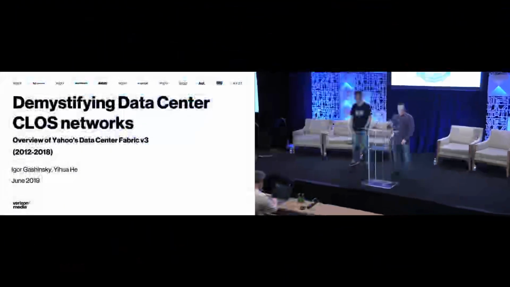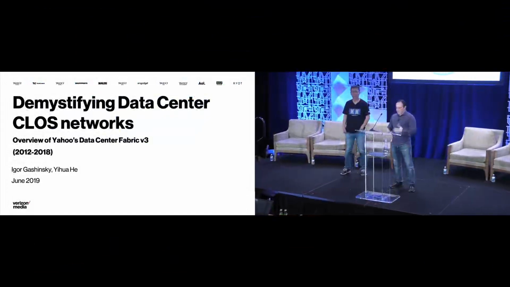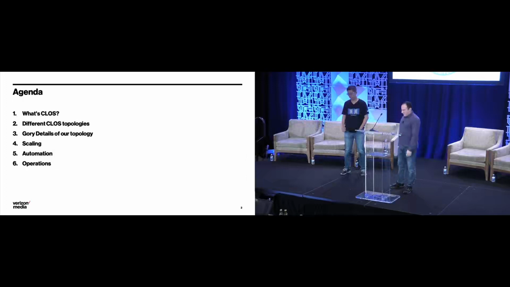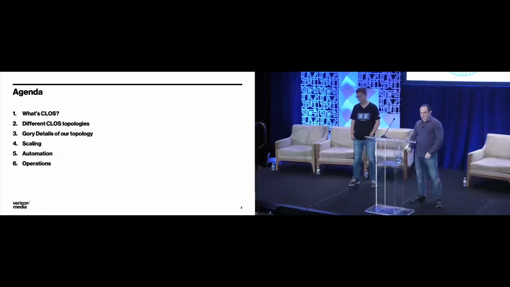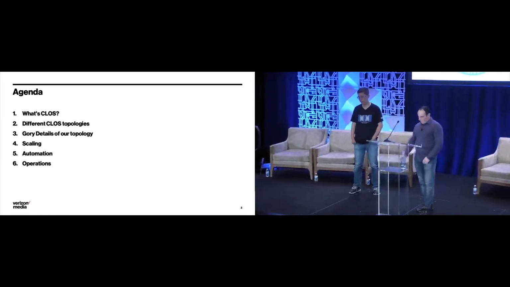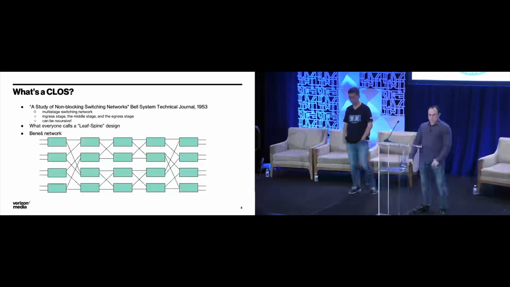We're going to talk about the overview of Yahoo Data Center Fabric version 3, which is basically how to build Clos networks. So we're going to cover what's actually a Clos, different Clos topologies, details, operational, what we've actually seen in the real world, scaling, automation, etc. So first of all, what's a Clos?